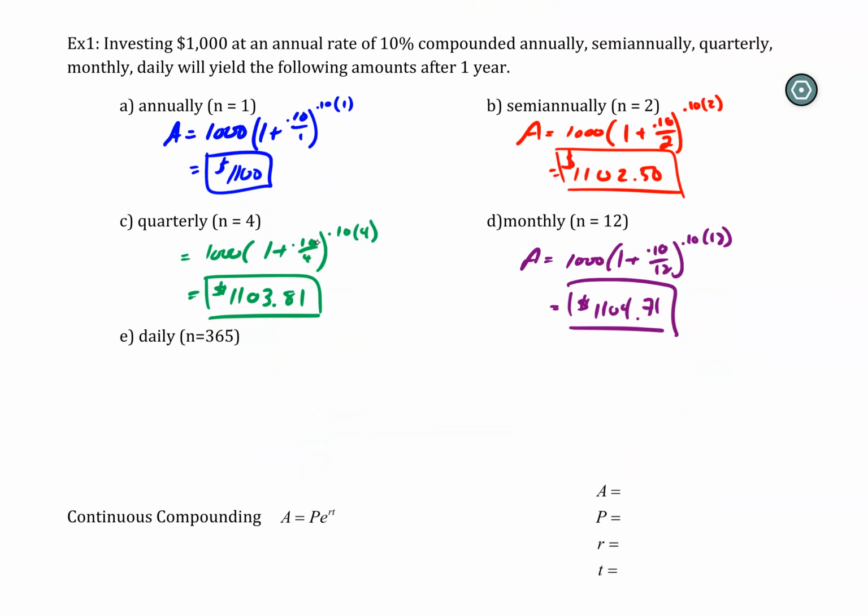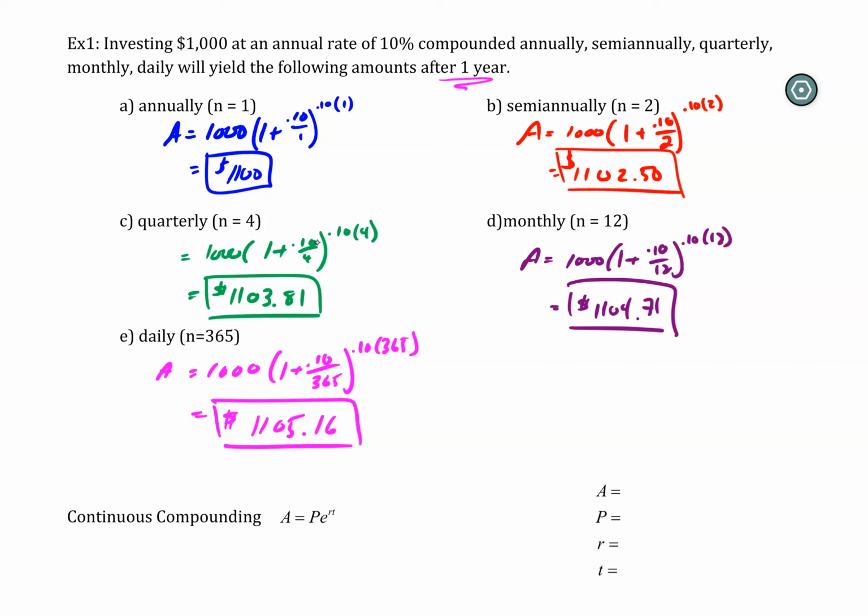That is because even though how the rate is compounded is changing, it is all just with respect to 1 year. Obviously the more years you go, the more dramatic the difference is going to become between them. So A is equal to 1 plus 0.10 over 365, and 0.1 times 365 is the exponent. Plugging that in, we've got 1,105.16 for that one.